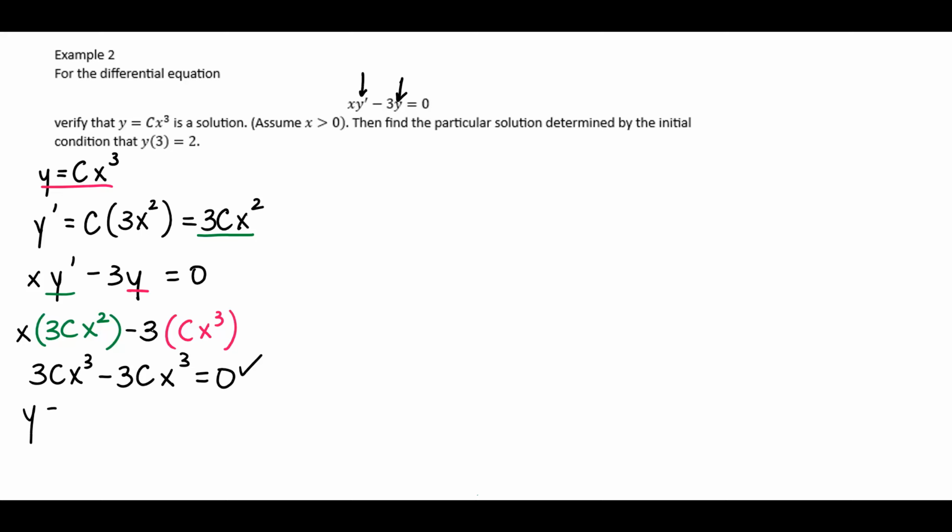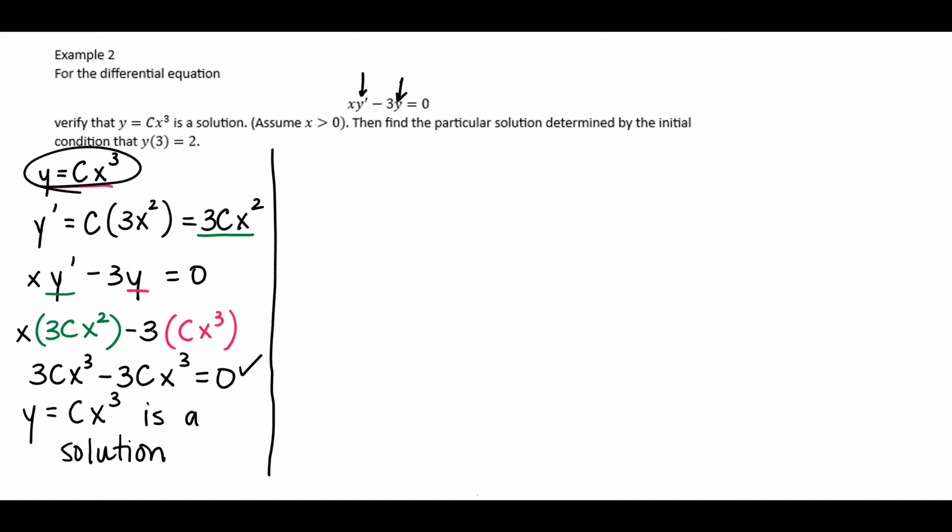And so we have verified that the function y equal to cx to the third is a solution of this differential equation. Now that we know that all functions that look like cx to the third, where c could be any real number, is a solution, we want to find the particular value of c that we get when we have the condition that y of 3 is equal to 2. So y of 3 equal to 2 means that when we plug x in as 3, the function y is equal to 2.